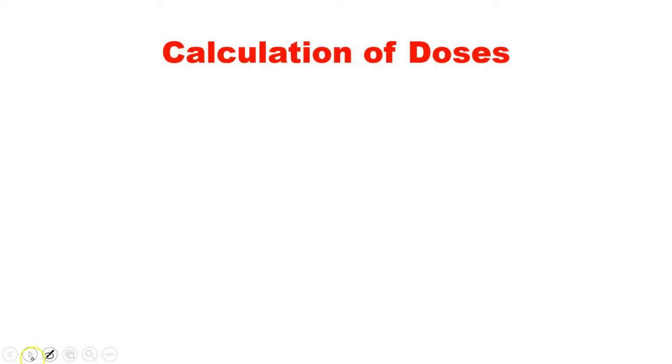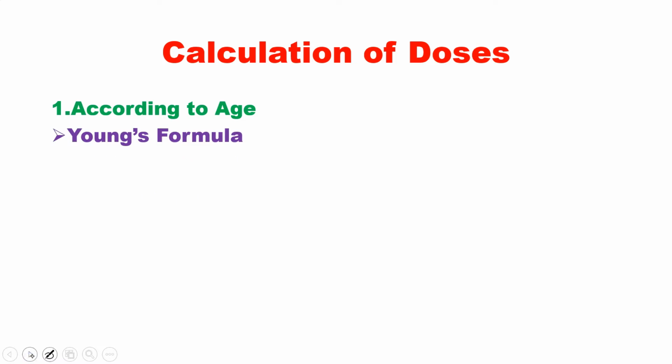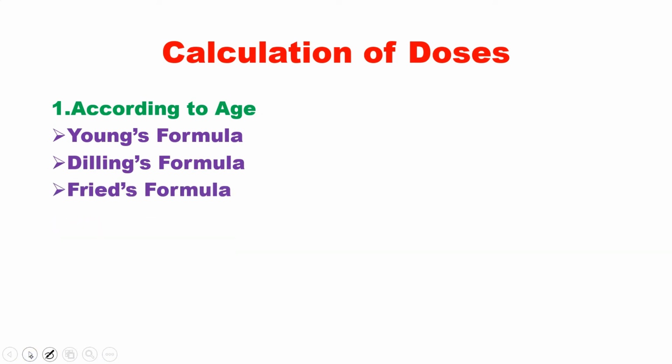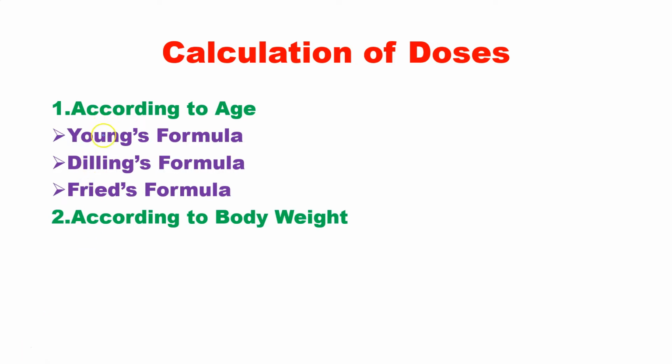Now, for calculation of doses, we will see certain formulas according to the age. There are formulas like Young's formula, after that Dilling's formula, and next Fried's formula. According to age there are more formulas, but I have just covered three over here. We will see examples of each. According to body weight, since adult and child have different body weights, the formula is Clark's formula.